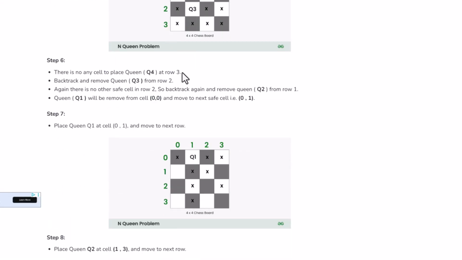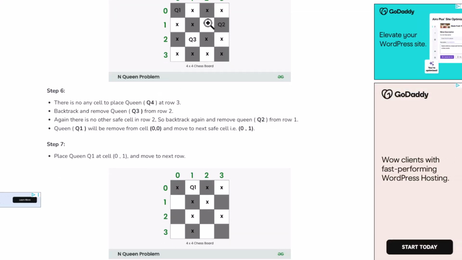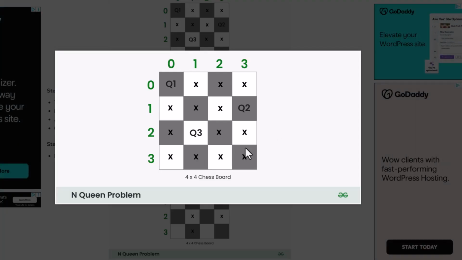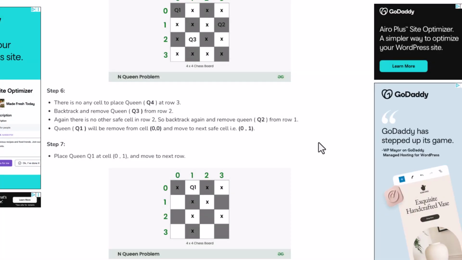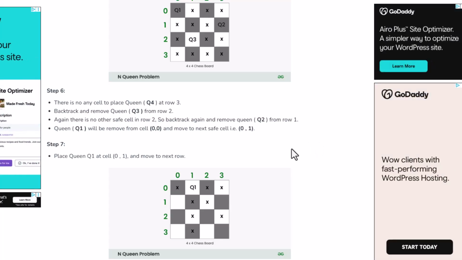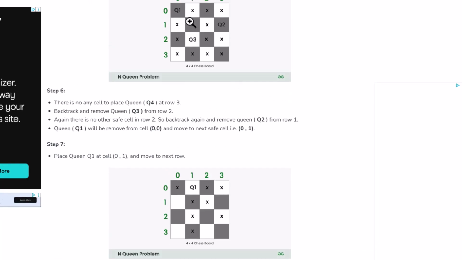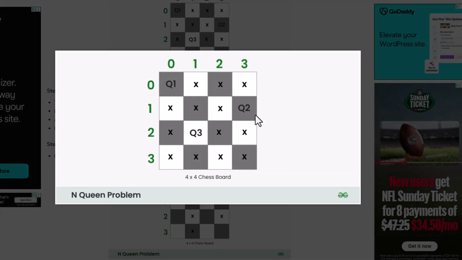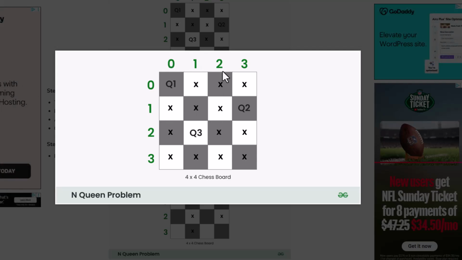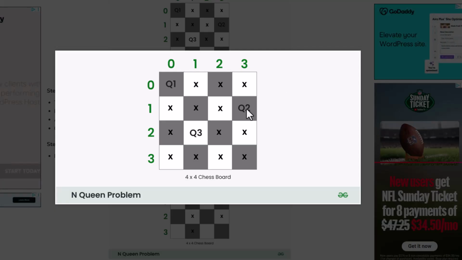Unfortunately though, if you keep going, in row 3 there's nowhere to put the queen. If I put a queen there, it clashes, there it clashes, there it clashes, there it clashes. Okay, so nothing works. We have to backtrack and remove queen 3. Again, there's no safe cell in row 2, so we backtrack again and remove queen 2 from row 1, because we assume with Q2, the reason we got to this placement was because we tried each of these cells. We tried 1-0, we tried 1-1, we tried 1-2, and we ended up at 1-3. There's nowhere else to go in that row that makes it safe.